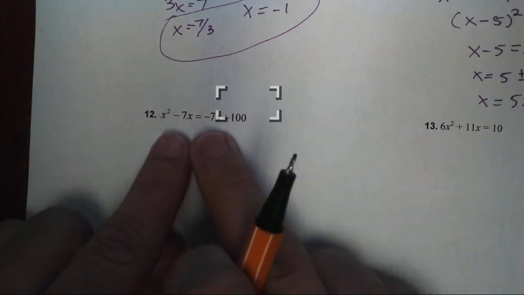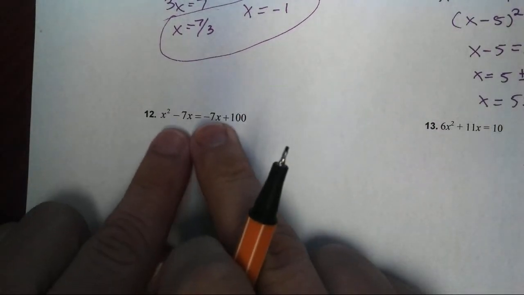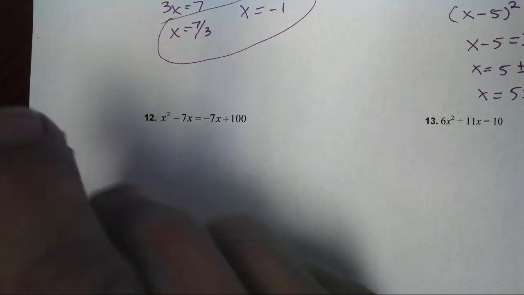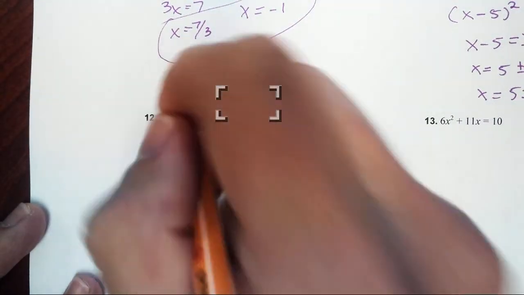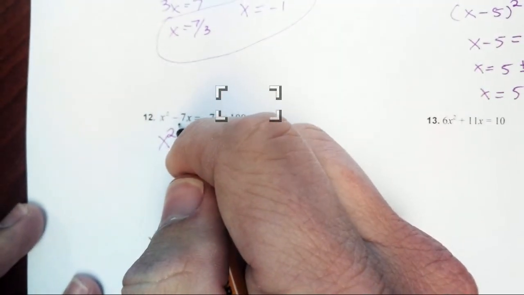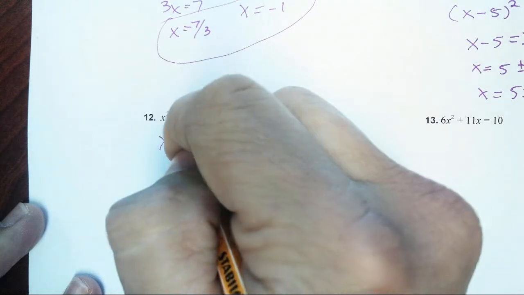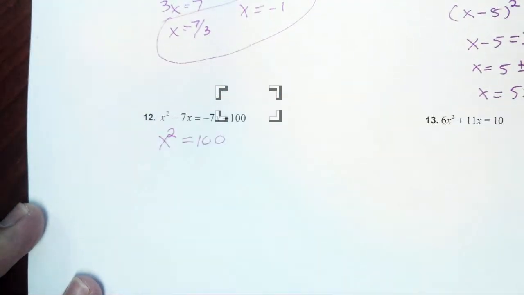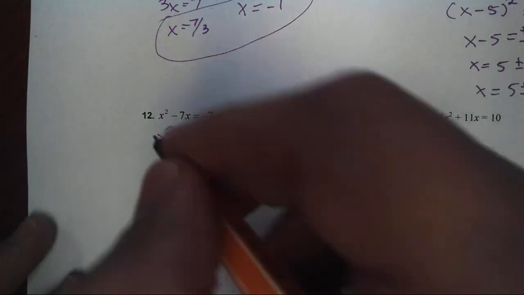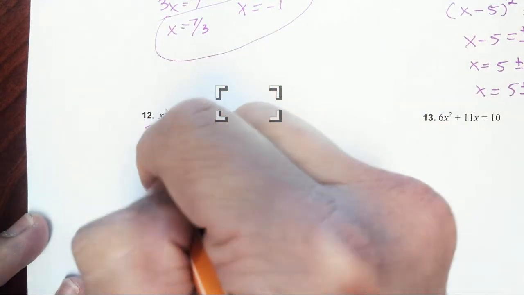Number 12, we have x squareds and x's, so we've got to make the equation equal to 0. So let's add 7x to this side on the left. But when you add a 7x to a negative 7x, they cancel out. So now you're left with x squared equals 100. So all you have to do is take the square roots. And you get plus minus 10.